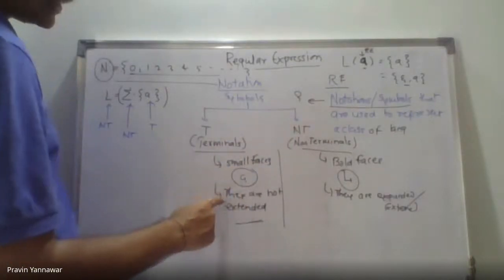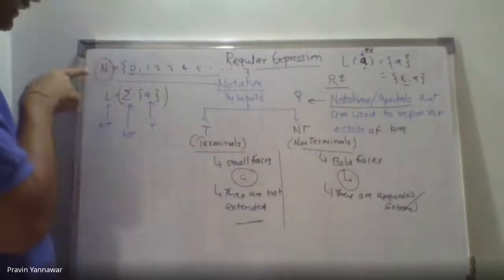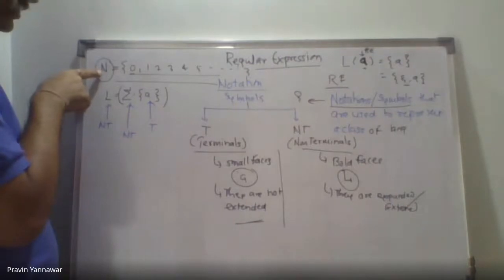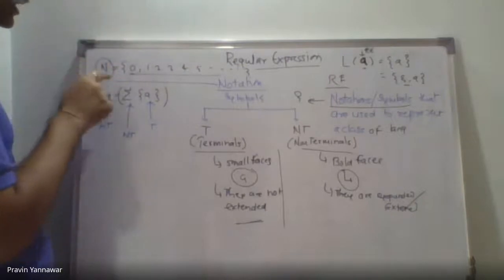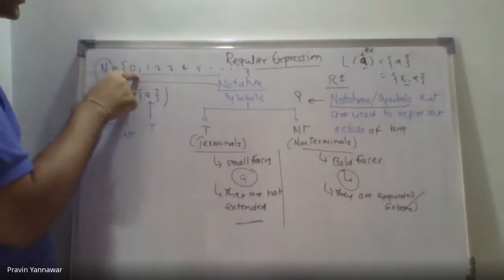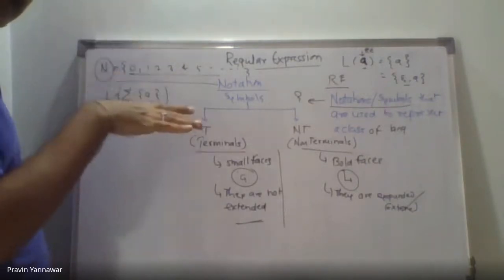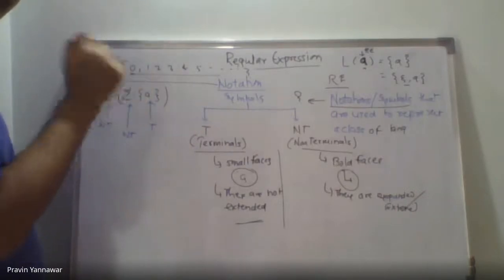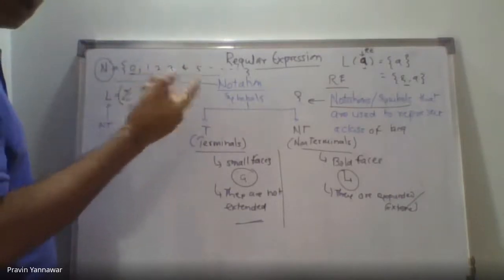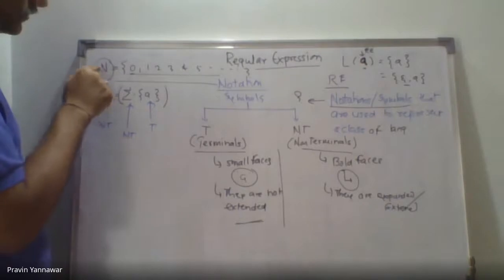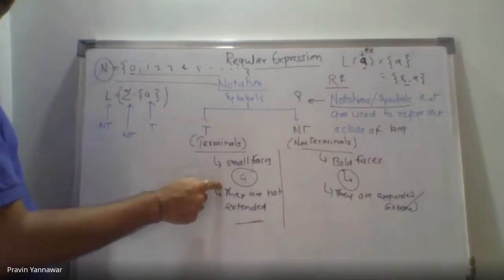Terminal symbols are small face letters, they are not extended. Non-terminal symbols are bold face letters, they can be extended. Take an example: N is a set of natural numbers. It has certain elements in it, say 0, 1, 2, 3, 4, 5, 6, n numbers. N can be substituted by any of the numbers, but a number cannot be substituted by any other number. That number is that itself. So 0 is 0 only. 0 cannot be 1, 1 cannot be 0, 1 cannot be 2, 2 cannot be 1. So 1 is 1 only, 2 is 2 only. So with that particular definition, N becomes non-terminal and 0 becomes terminal.